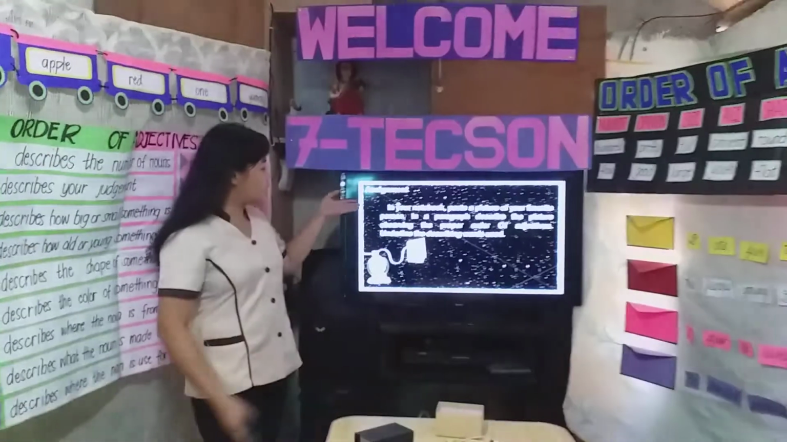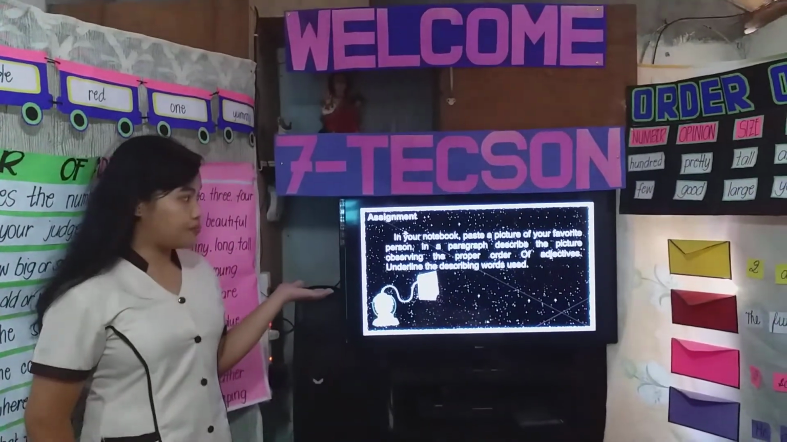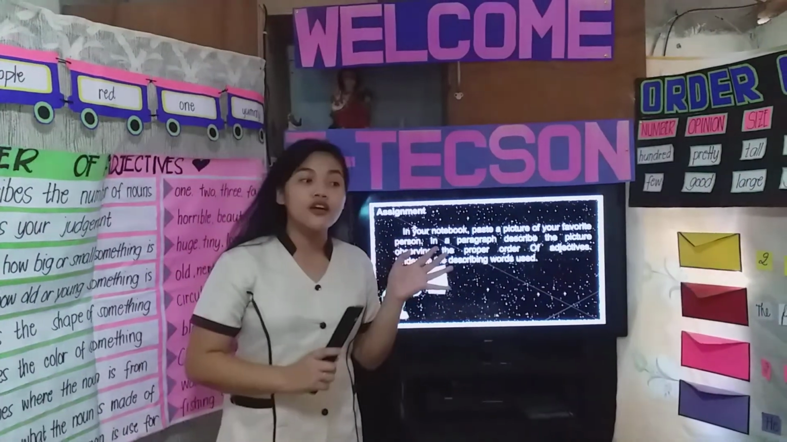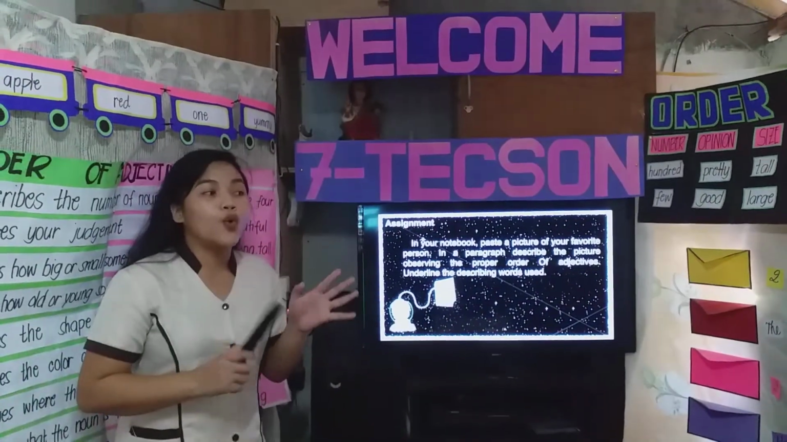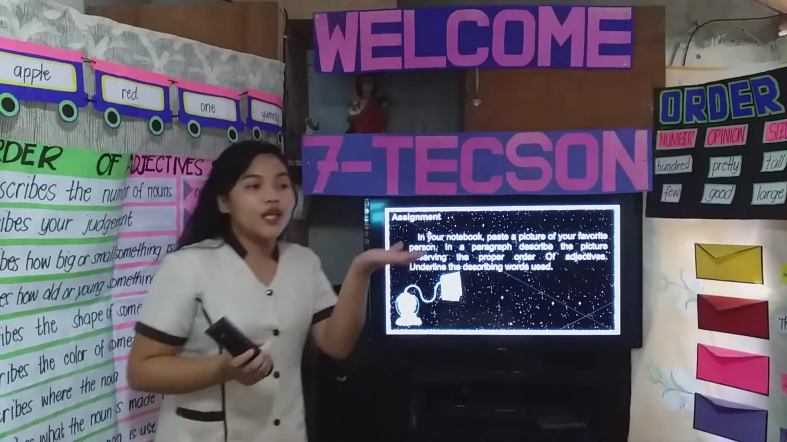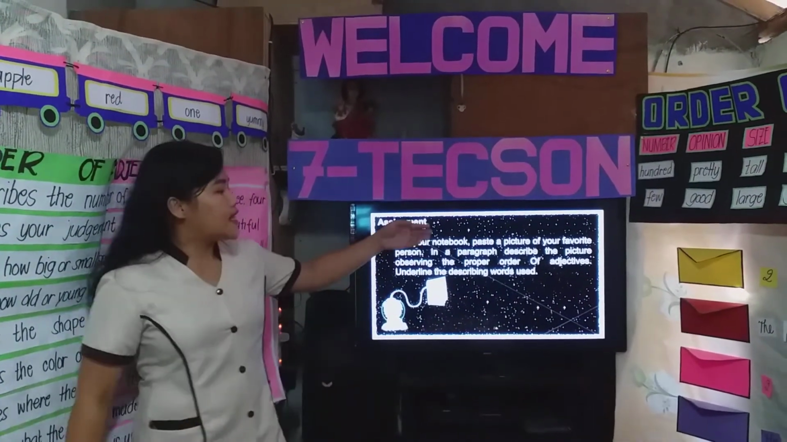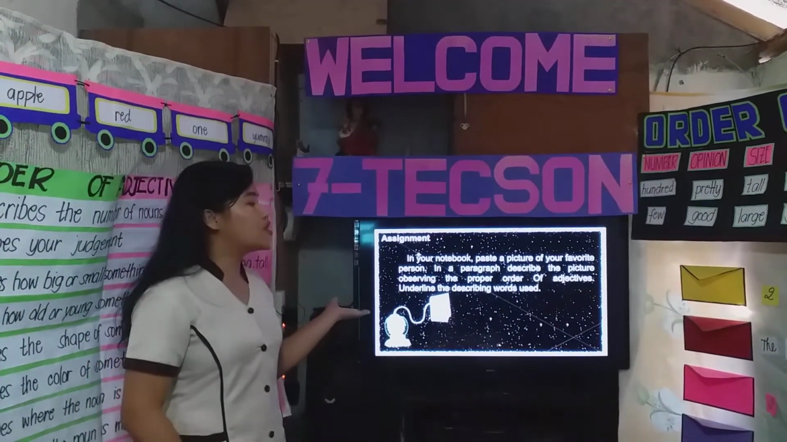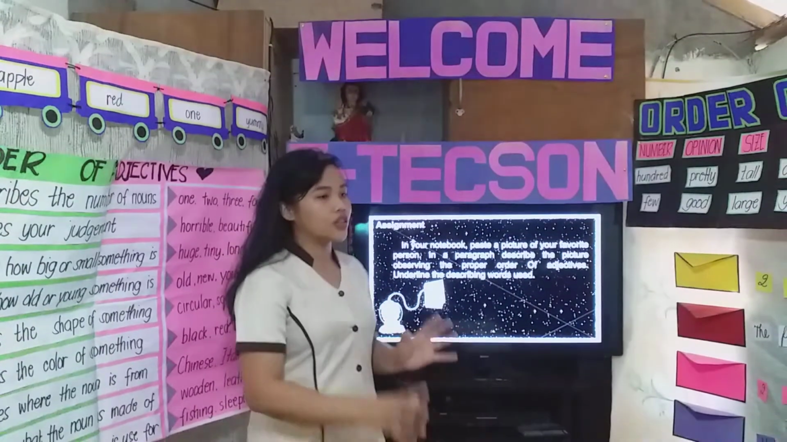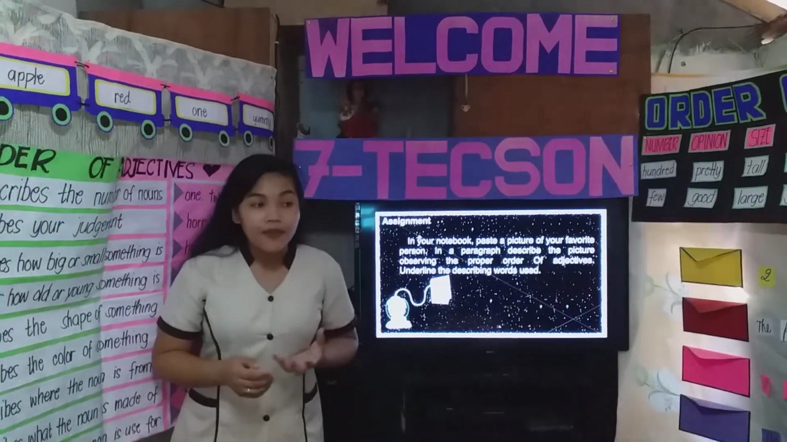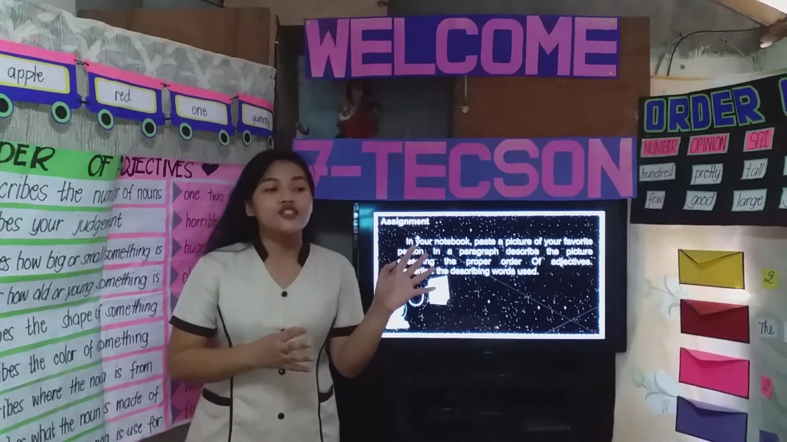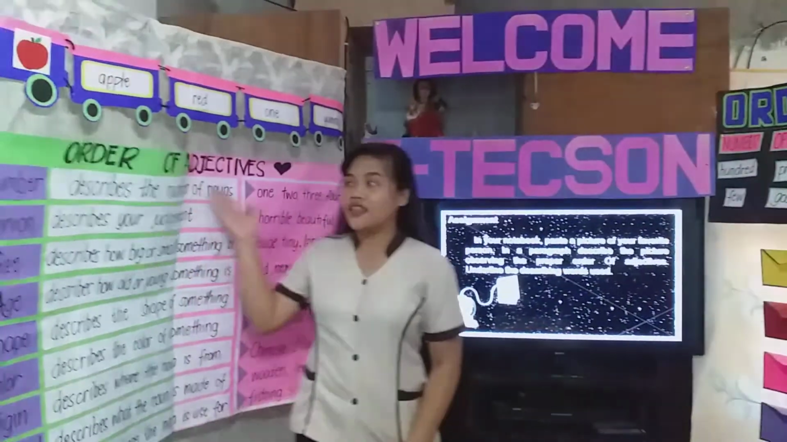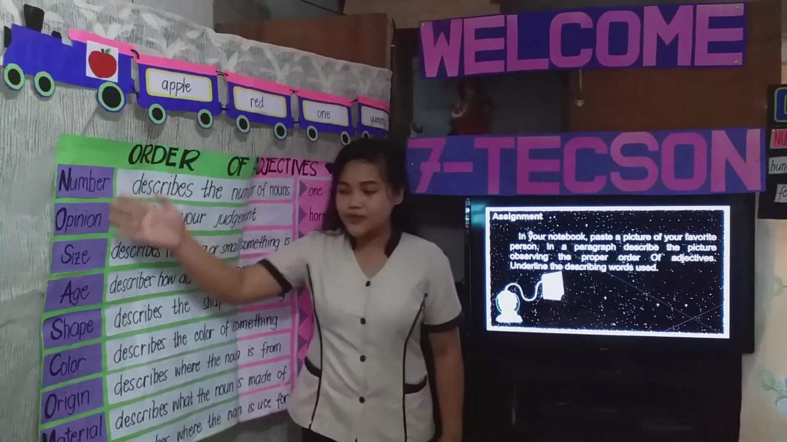I have here your assignment. In your notebook, paste a picture of your favorite person. So it could be your mother, your sister, your brother. So anyone who is closest to your heart. So, and then in a paragraph, describe the picture observing the proper order of adjectives. So you are going to write a paragraph. Paragraph is 3 to 5 sentences. So you have to remember the order of adjectives. So how it is placed.